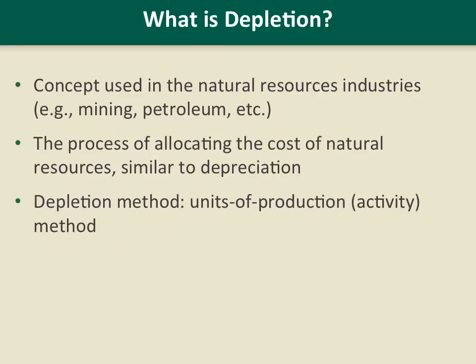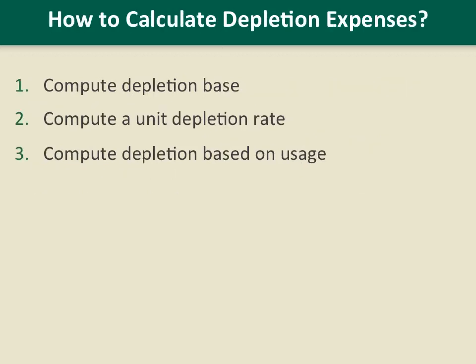Depletion is an accounting concept widely used in the natural resources industry, for example, mining and petroleum. This is a process that is very similar to depreciation. It is the process of allocating the cost of those natural resources over time. And we're going to use a units of production method to calculate periodical depletion expenses.